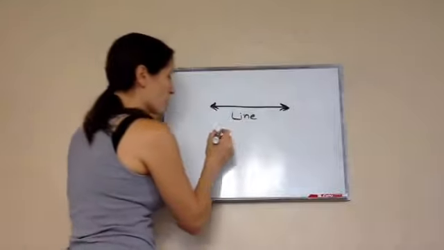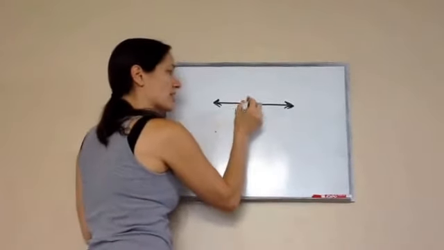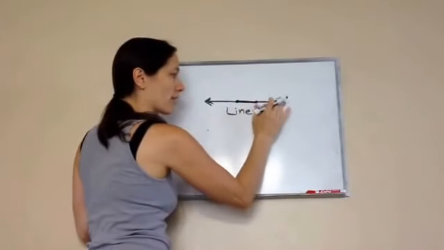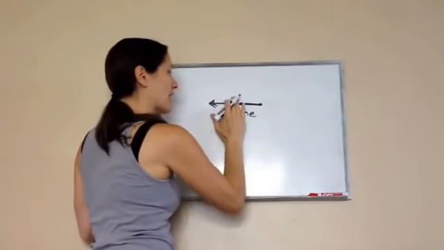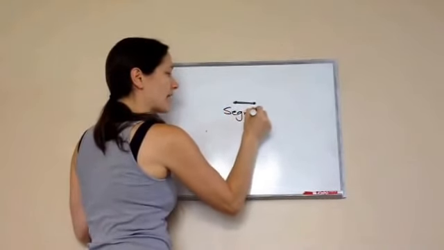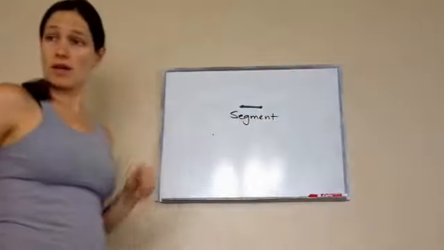There's also something called a segment, which is, let's just say I took a portion of this line from here to here, and I erased it, and I only wanted a portion of it. That is called a segment of the line.